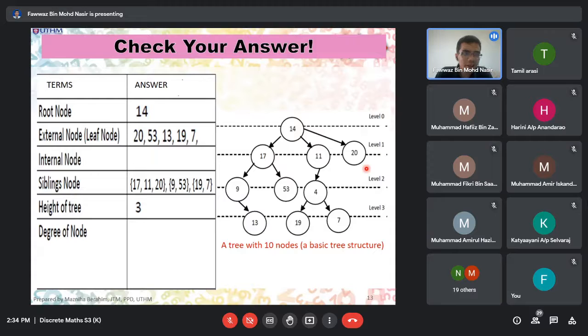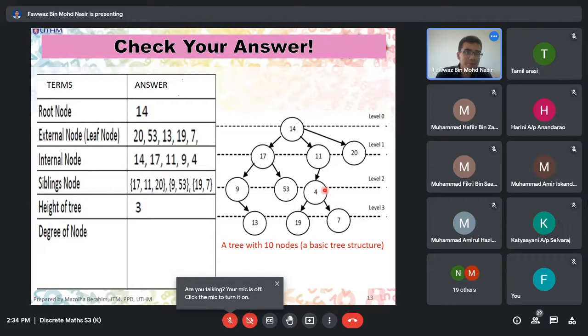Okay, so dia punya internal nodes pula, internal nodes are nodes that have children. Okay, mana-mana nodes yang ada children dia adalah internal nodes. Okay, jadi dia actually internal nodes ni is the opposite of external nodes. Okay, kita just daripada all the nodes in the tree, node-node yang bukan leaf dia adalah internal nodes. Okay, so the internal nodes adalah 14, 17, 11, okay, 9 and 4.